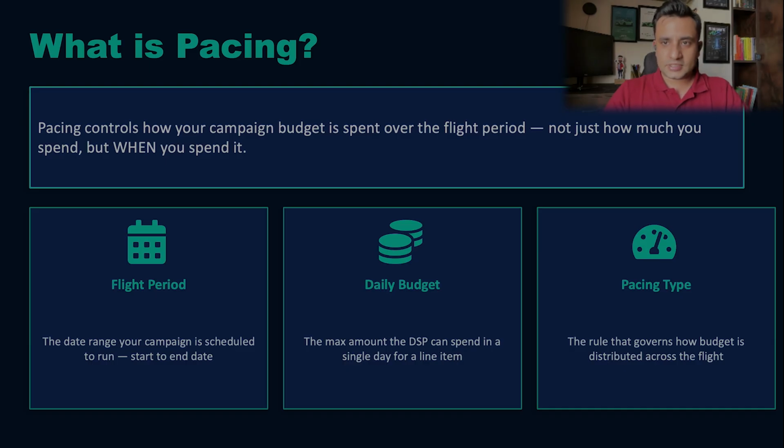And then comes the next question: what is daily budget? The daily budget is the max amount that the DSP can spend in a single day for a particular line item. Pacing type. Pacing type is the rule that governs how budget is distributed across the flight. It can be evenly distributed, ASAP distributed, or ahead distributed. We'll discuss all that in upcoming slides.